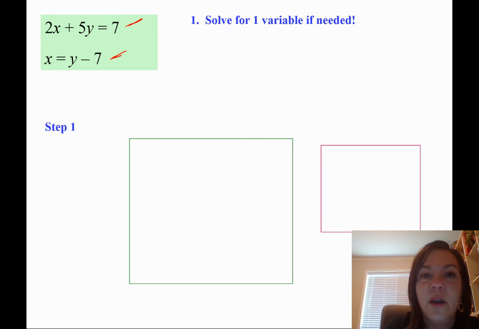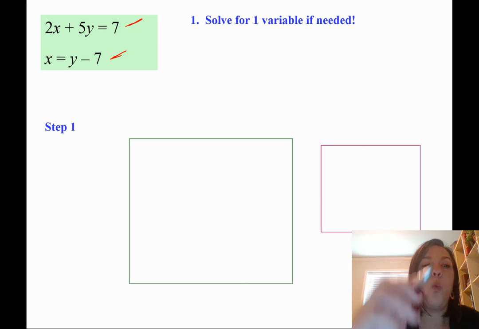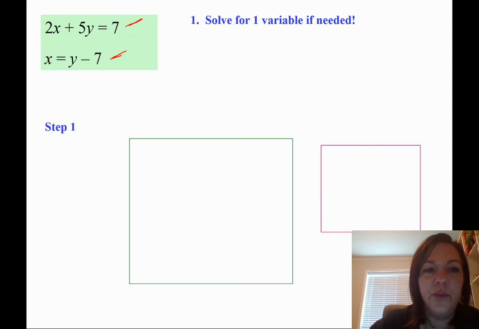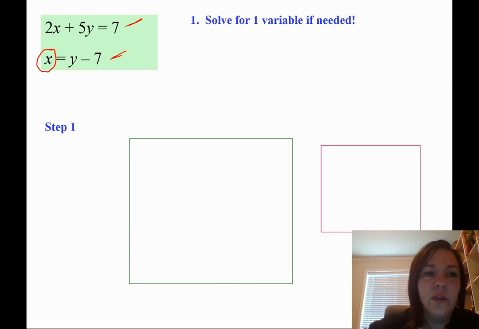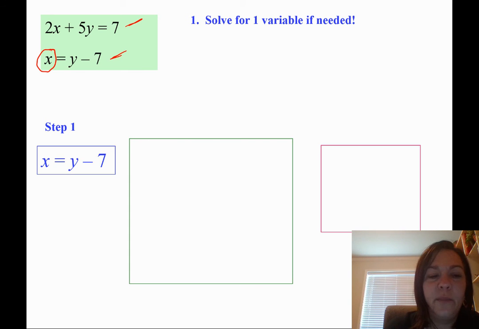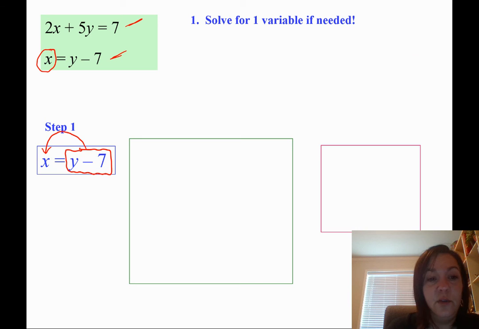So here are the steps. Step 1, you solve for one variable if needed. In other words, when you're looking at these two equations, you want one of them to say x equals or y equals. You'll notice here, this says x equals. So we're good. We don't need to do that step. It's already ready to go, and that one is going to be my substitute. This stuff is going to substitute in for x. That's why it's called substitution.